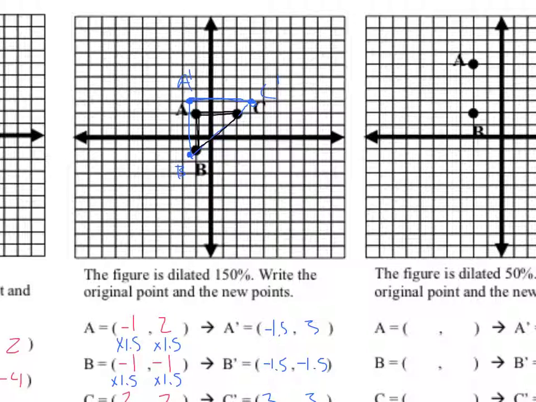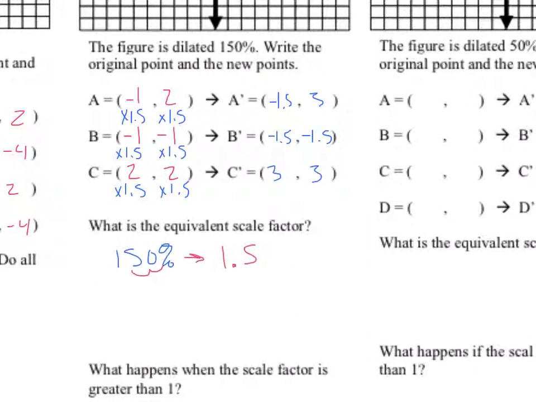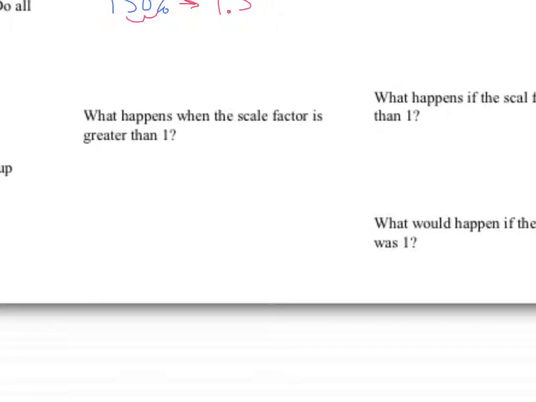All right, so when we look over here, what happens when we have scale factors that are bigger than 1? If we multiply by something that's bigger than 1, that's always going to make the numbers bigger. So that means our figures are always going to get bigger.